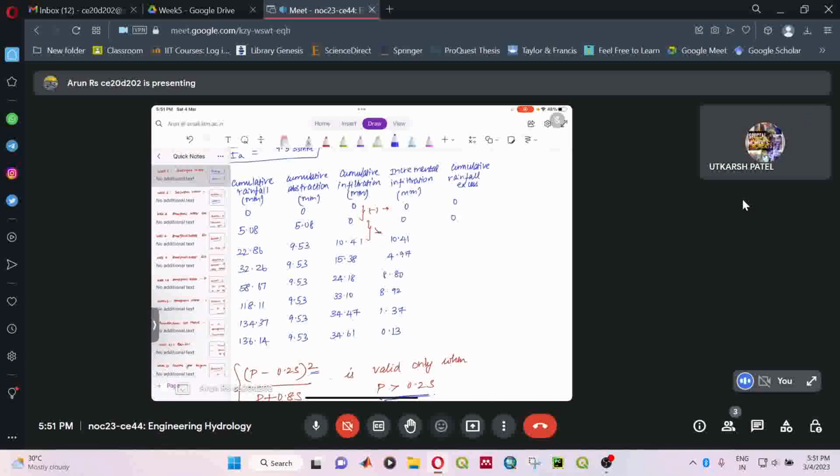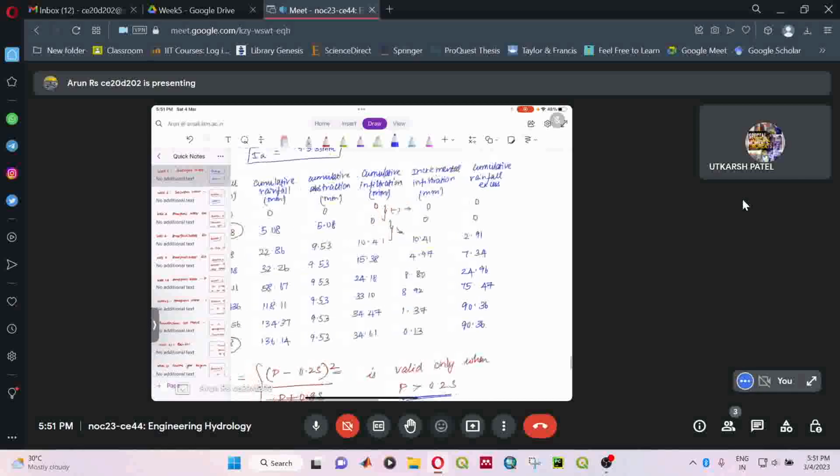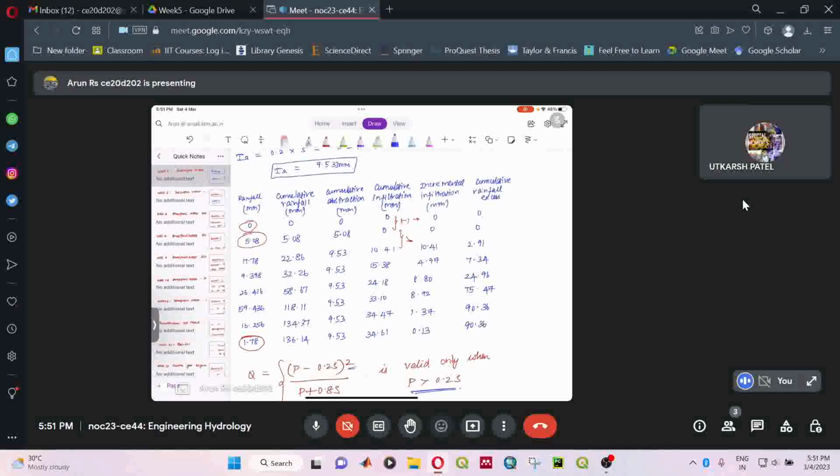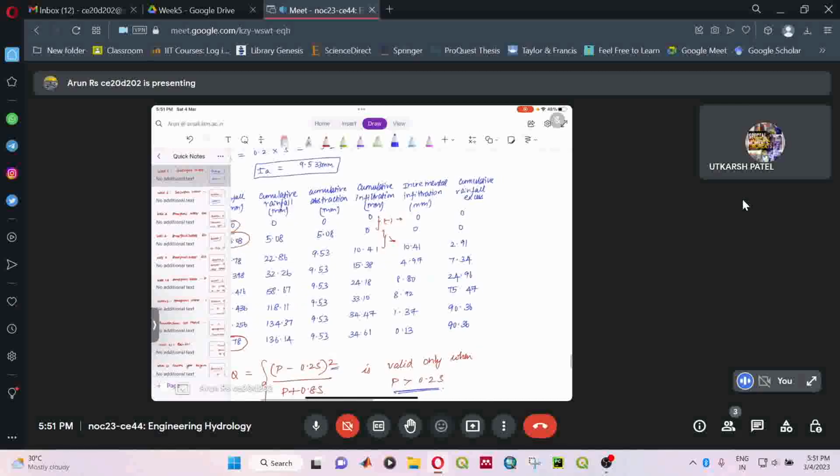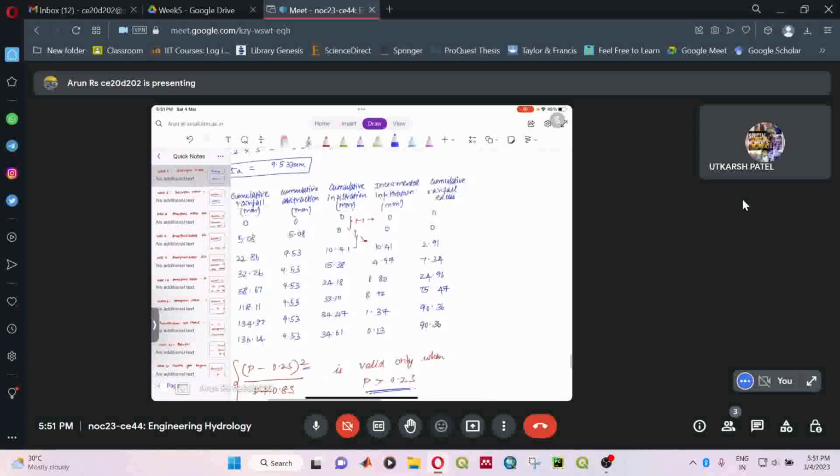So it will be 0, 0, here it will be 2.91, 7.34, 24.96, 75.47, 90.36. Again here also it will be 90.36 because we don't have any rainfall excess. So rainfall is less than your initial abstraction. So at the last time step you will not have any excess rainfall.